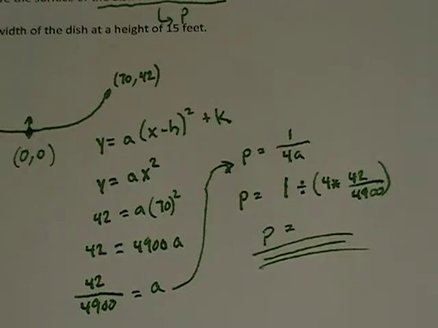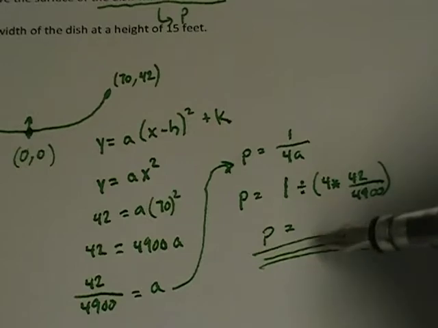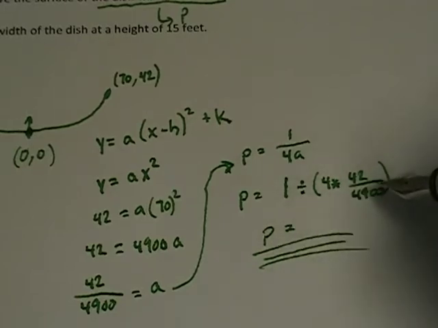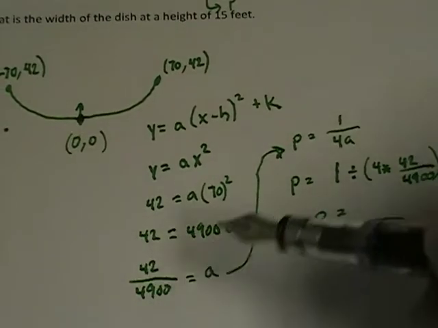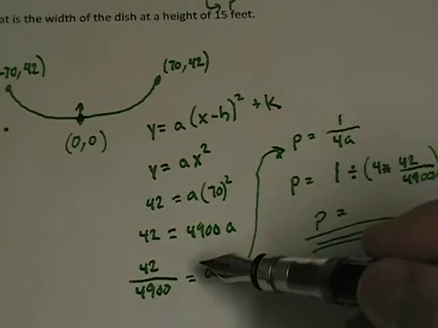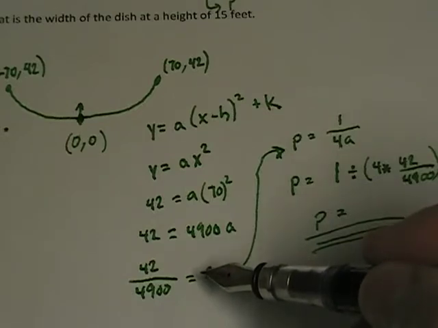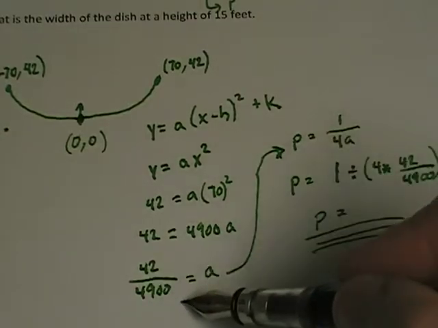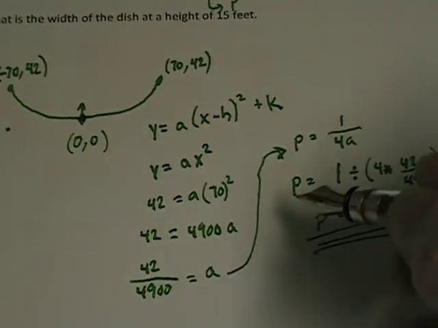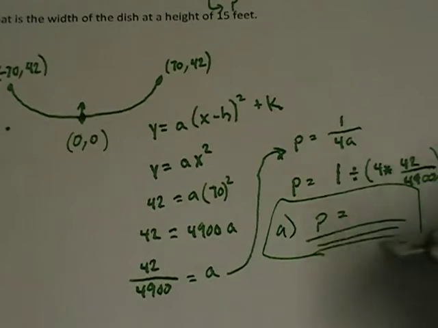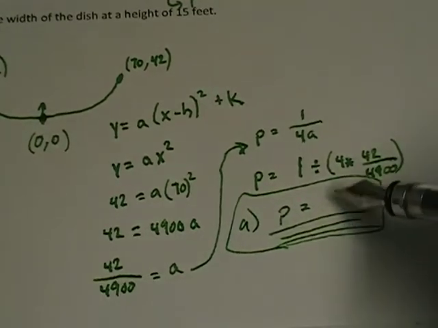So then that value gives us a P, but also we can take this A value and reduce it or whatever. So we're looking at like 21 over 2450. Yeah, 21 over 2450 sounds right for A. Okay, so I've got an equation now. So part A is that P value. Just type this in a calculator, press enter, you get a decimal.